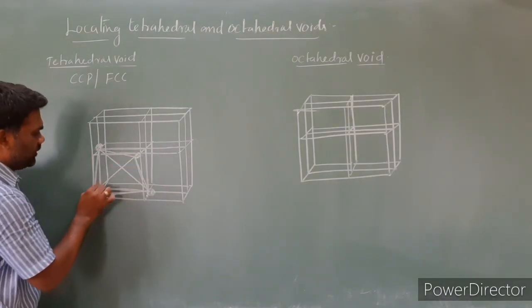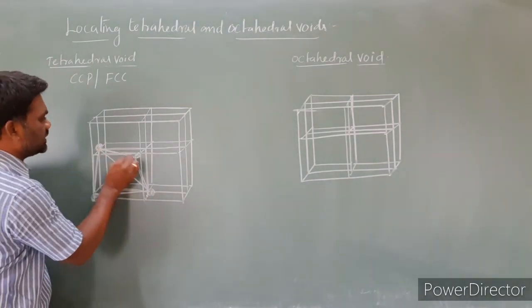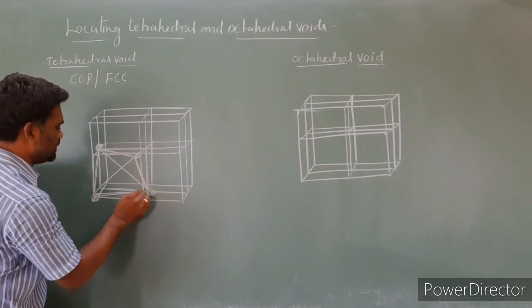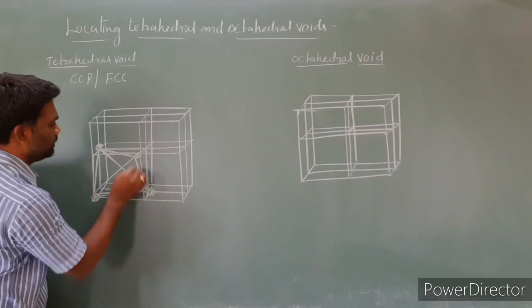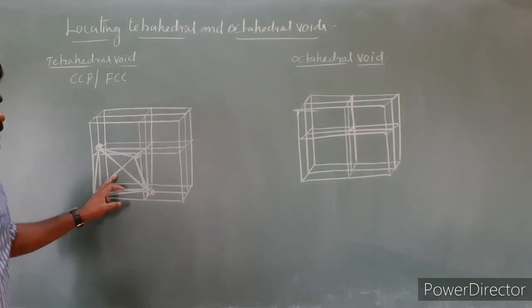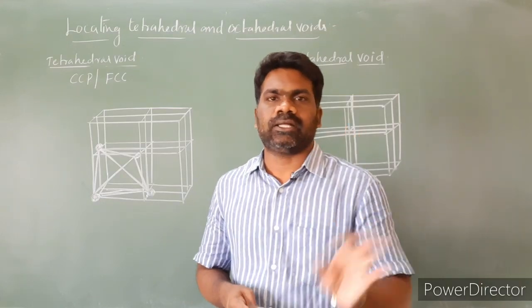Look at this. We got a tetrahedron. The centers of these spheres are joined, and the tetrahedron is formed. That means each and every small cube consists of one tetrahedral void.